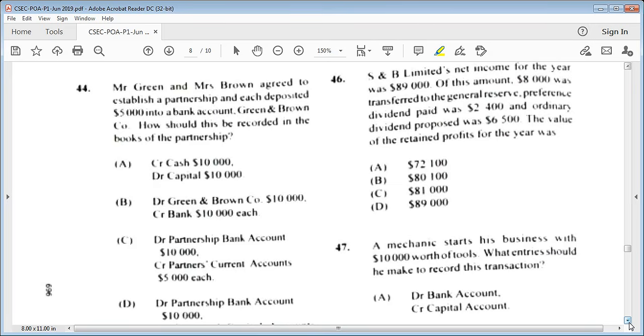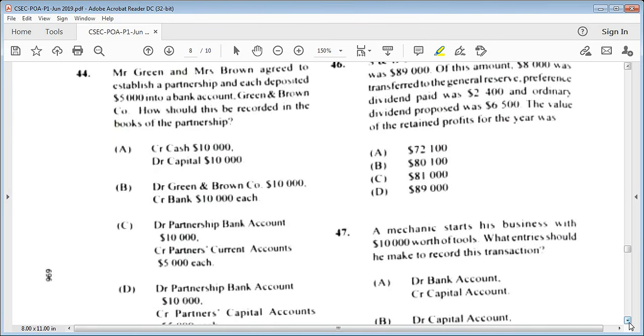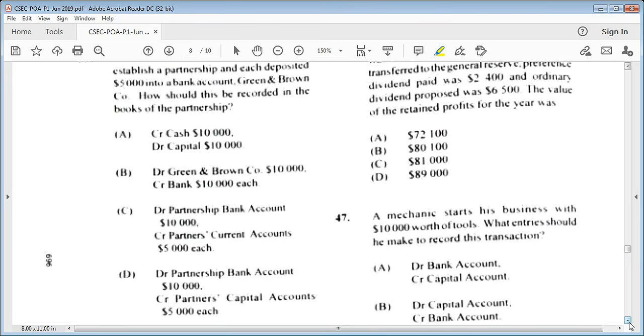A. Credit cash $10,000. Debit capital $10,000. B. Debit Green and Brown Company $10,000. Credit bank $10,000 each. C. Debit partnership account, bank account $10,000. Credit partners' current accounts $5,000 each. D. Debit partnership bank account $10,000. Credit partners' capital accounts $5,000 each.